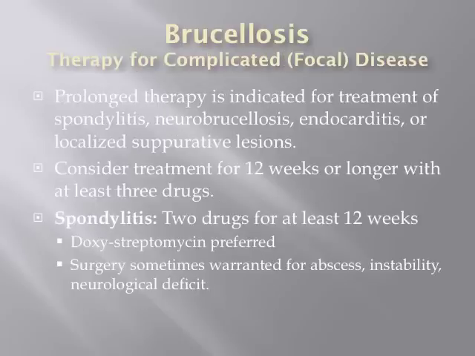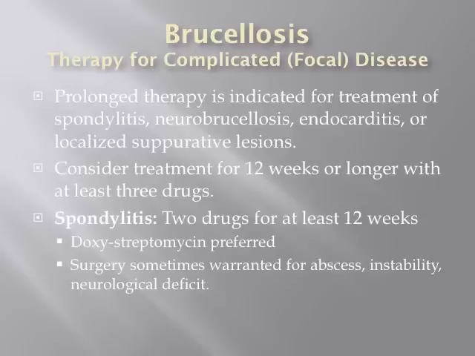Now, how about complicated disease? In this case, you want to treat longer than 6 weeks, generally 12 weeks or longer, and these are the patients, again, with bone disease, with neurobrucellosis, with endocarditis, or if they have a localized suppurative infection. And in these patients, you tend to want to use at least 3 drugs, and one of those should typically be a parenteral agent.